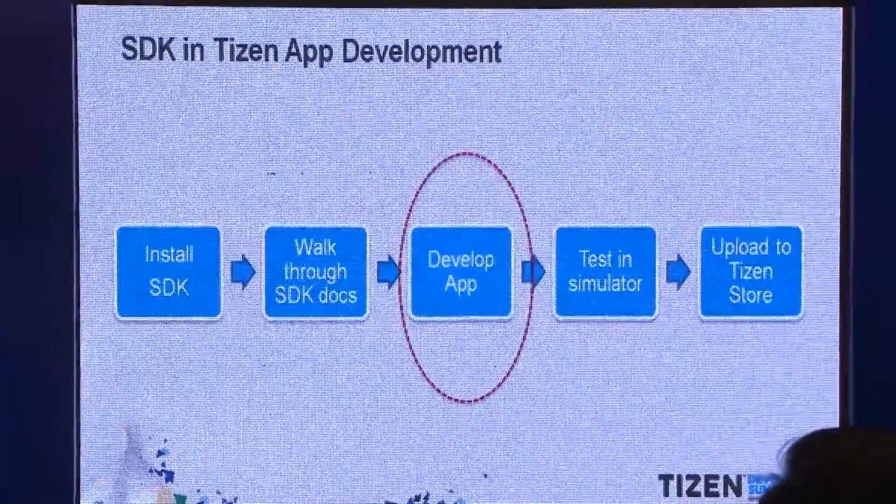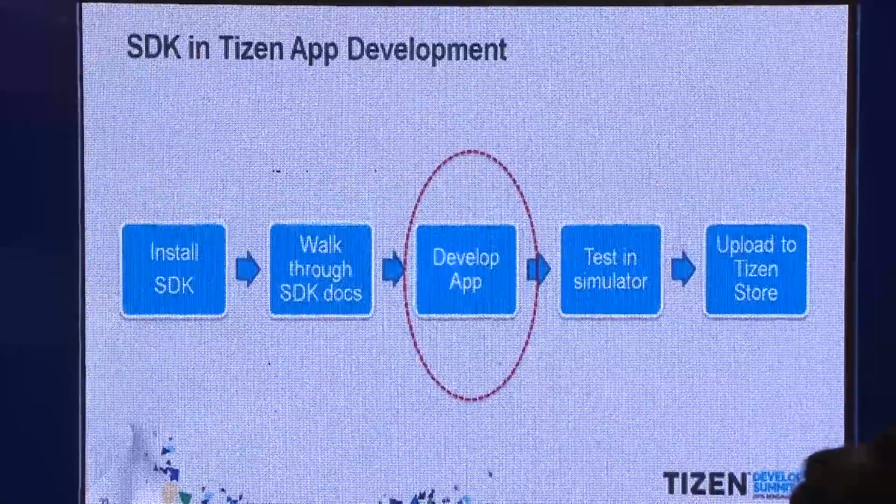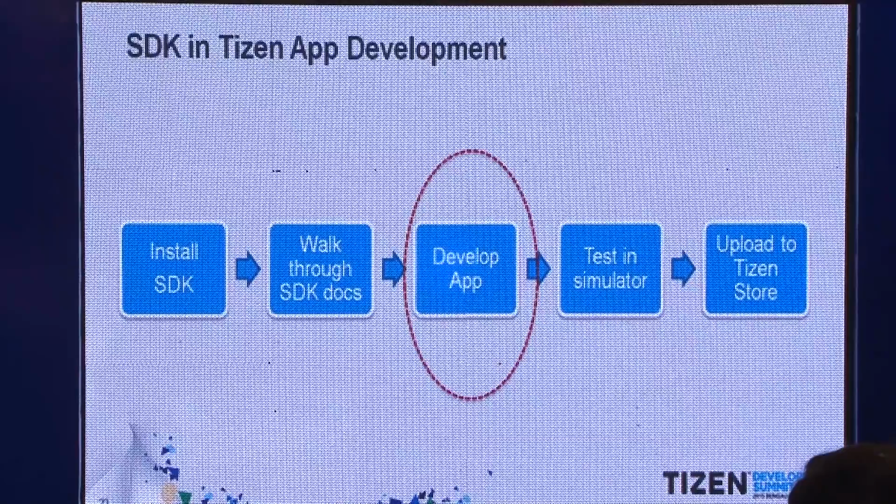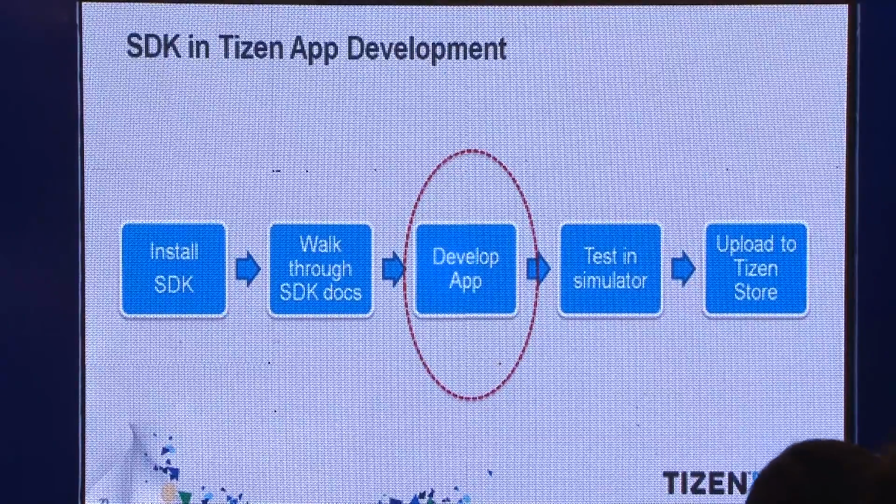Okay, so we will go to the third task, where this is the place where most of the developers would be spending their time, really developing the applications and debugging it.